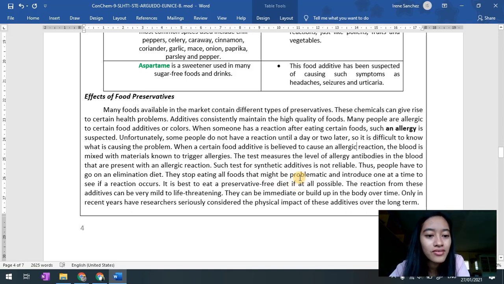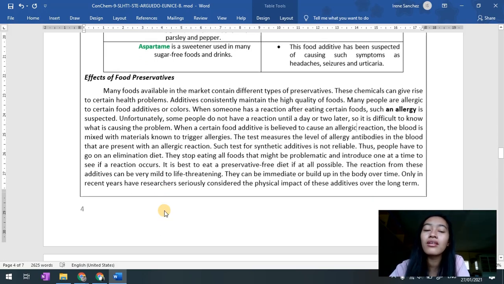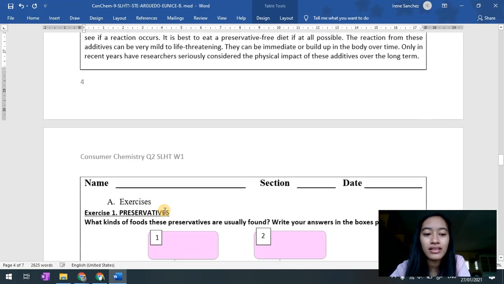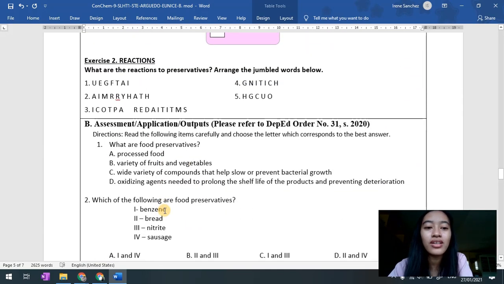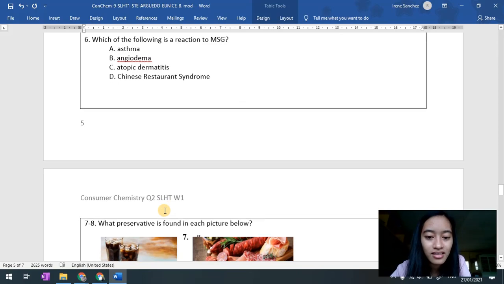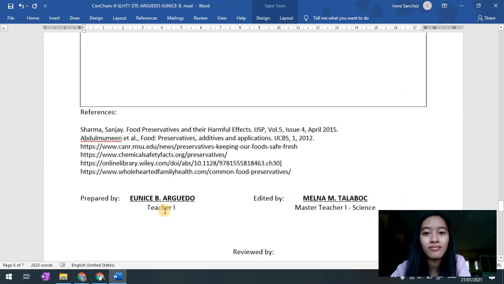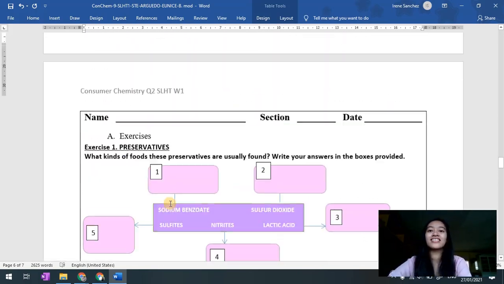The reaction from these additives can be very mild to life-threatening, and they can be immediate or build up in our body over time. So, the reaction may take a long time to appear. Only in recent years have researchers seriously considered the physical impact of these additives over the long term. Alright, so you can go check the exercises and answer by yourself.